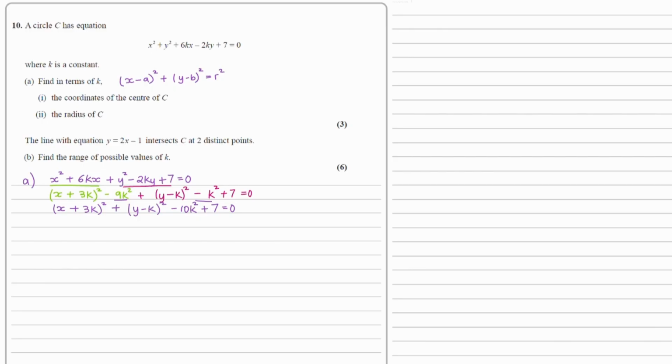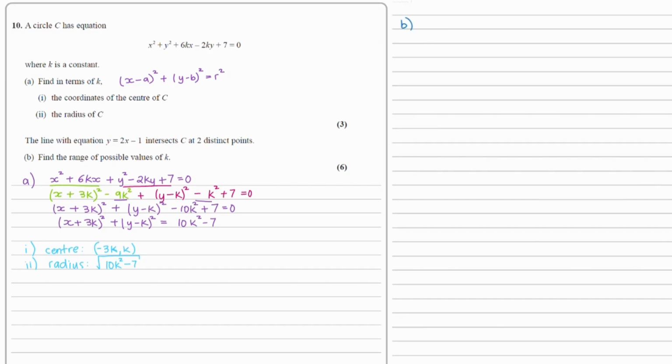And now if we move the minus 10k squared and the 7 onto the right hand side, we have the equation of the circle, which is x plus 3k squared plus y minus k squared is equal to 10k squared minus 7. Therefore, for part 1, the coordinates of the center are going to be minus 3k and k, and for part 2, the radius is going to be the root of 10k squared minus 7. The question then says that the line with equation y is equal to 2x minus 1 intersects C at two distinct points. Find the range of possible values for k.